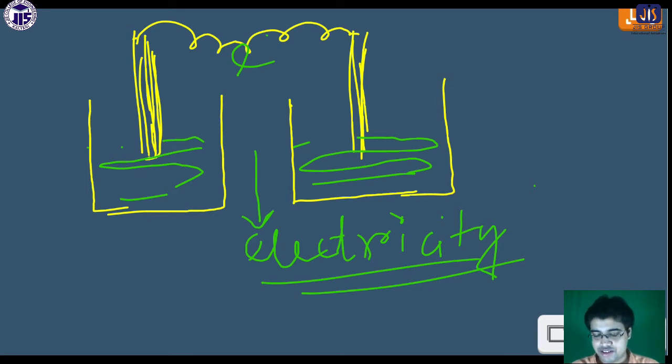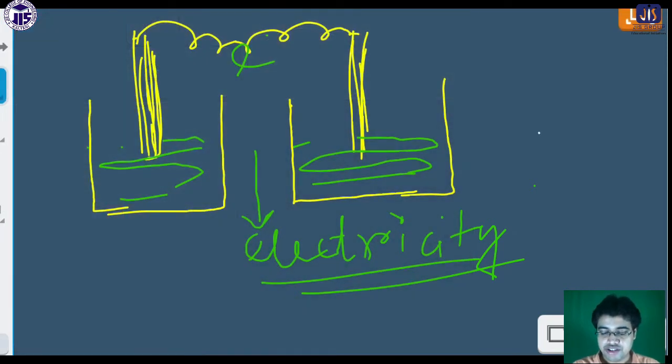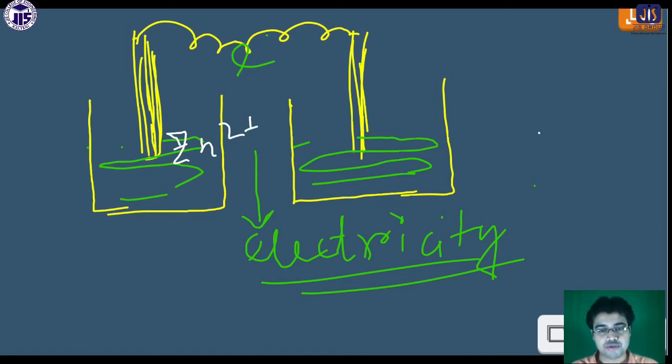Why will the generation of electricity stop after some time? Because electrical neutrality is not maintained here. What is electrical neutrality? Just try to understand: each and every Zn2+ comes to the solution. So after some time, the side of the electrodes will be covered by the Zn2+.